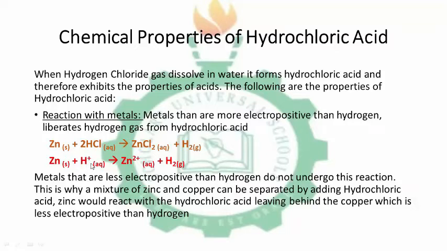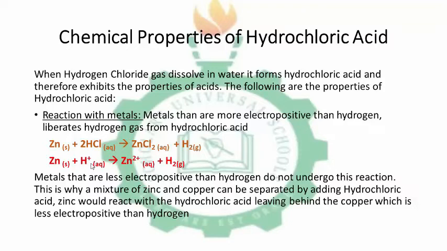Please take note that because of this property of hydrochloric acid, you can use hydrochloric acid to separate a mixture of metals. For example, when we have a mixture of metals containing zinc and copper, we know that zinc is higher than hydrogen in the electrochemical series. That means it is more electropositive than hydrogen, while copper is less electropositive than hydrogen.